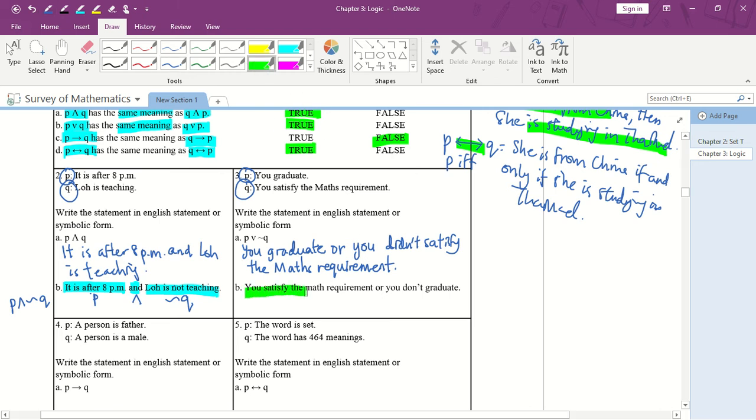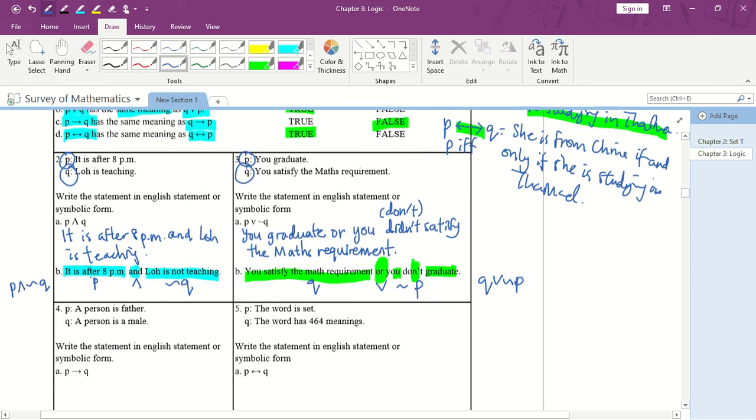You satisfy the math requirement or you don't graduate. For this one you can also change it to don't, depending on the grammar. You satisfy the math requirement will be Q. Or means or. You graduate here means P, but here added the don't, which means that it will have a negation. So the answer here will be Q or negation P. Okay, Q or negation P.